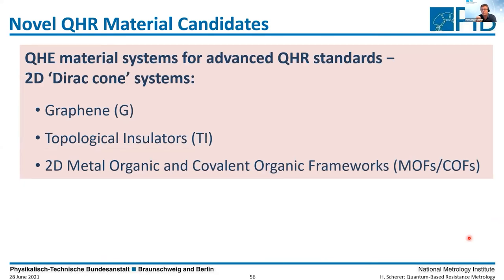Yeah, then there is a lot of potential now for quantum Hall-based resistance metrology in new material systems that are, of course, based on two-dimensional Dirac cone materials. And as I said, I want to shortly go through the graphene-based systems, the topological insulators, all those systems which show the quantum anomalous Hall effect, and then a rather new family of materials as the last point.